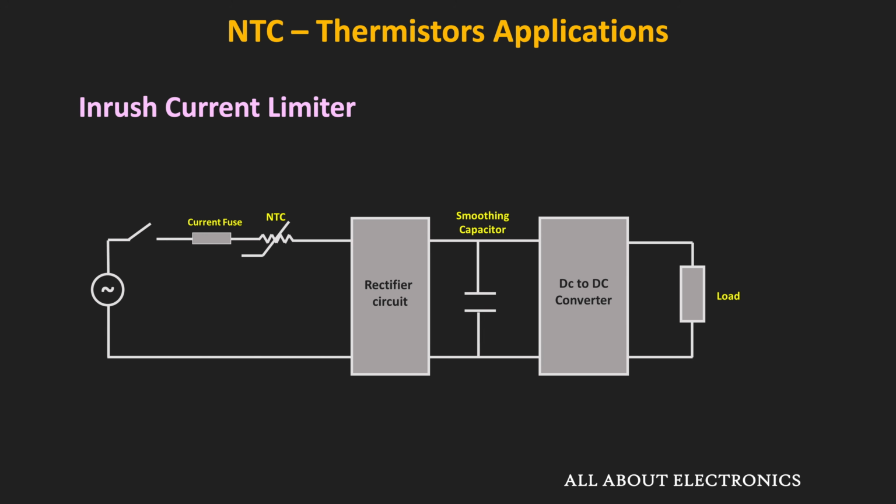So instead of this NTC thermistor, if you use a normal resistor, then also it will restrict the inrush current. But once the circuit is operational, there will be unnecessary power dissipation across this resistor. So in this way, this NTC thermistor is a better option compared to the normal resistor. Apart from that, it is also used as a basic level sensor.